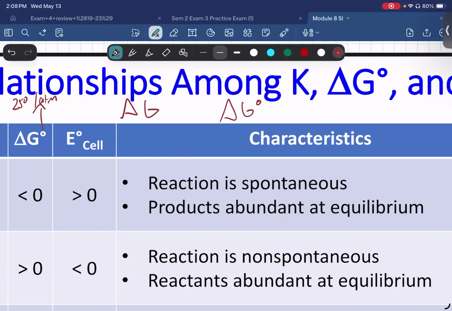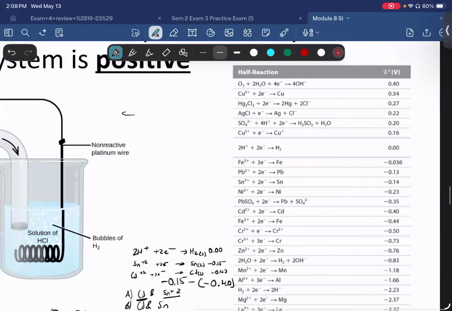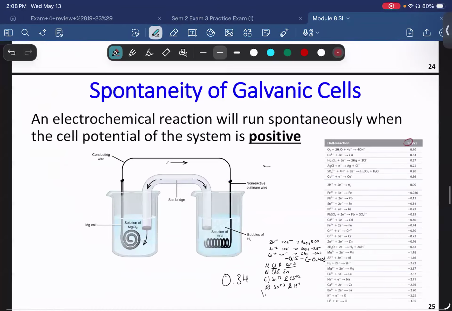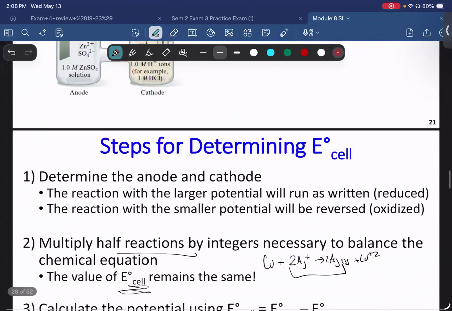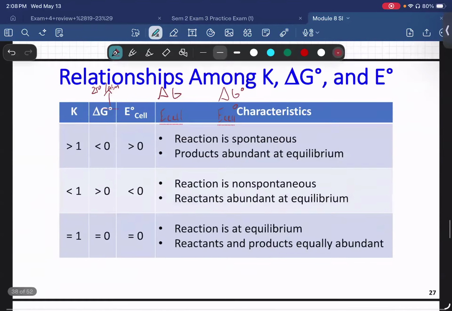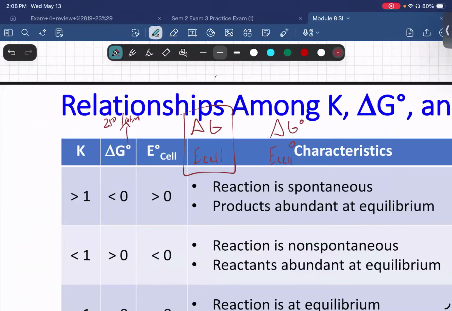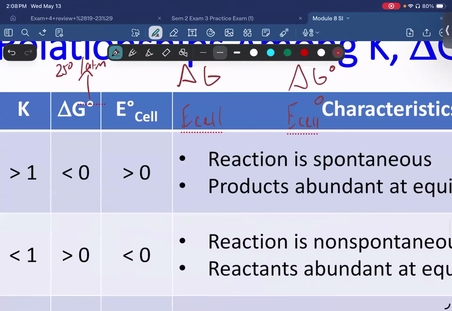And the same thing is also true for E cell and E cell naught. All of these values up here are E cell naught values, and they're given at a specific temperature, pressure, and concentration. But E cell regular is the actual value for the general reaction. So these values here shouldn't be E naught or E cell naught. They really should be just delta G and E cell, without the naught.